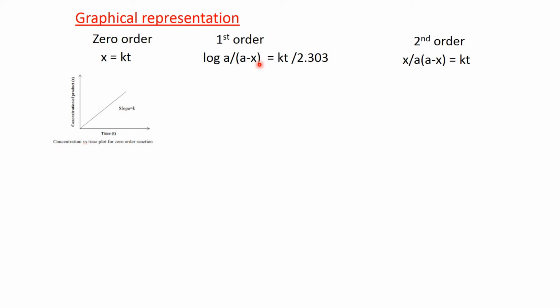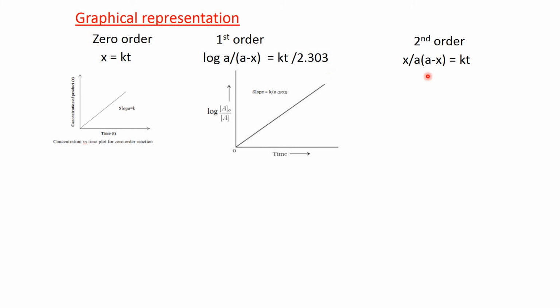That means the concentration of the reactant at time T is equal to KT by 2.303. So if you plot log A by A minus X, or A0 by A, versus time, it will be a straight line passing through the origin. And what will be your slope? Slope will be K divided by 2.303, from which you can calculate K.